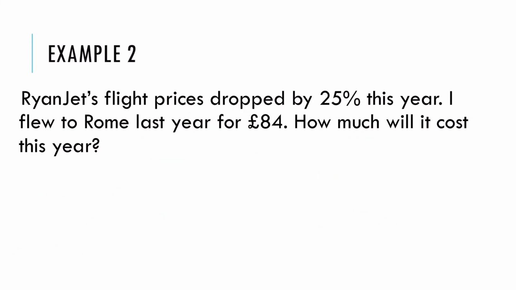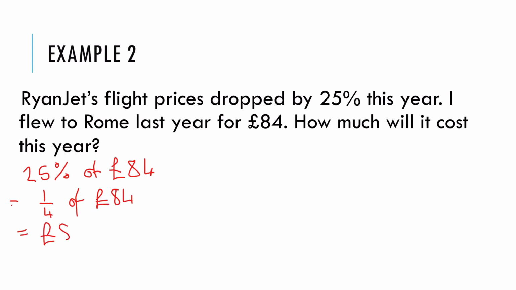Last example, Ryanair's flight prices dropped by 25% this year. I flew to Rome last year for £84. How much will it cost this year? So 25% of £84. Again, we can do this non-calculator. 25% is a quarter as a fraction. So we divide by the bottom times by the top.